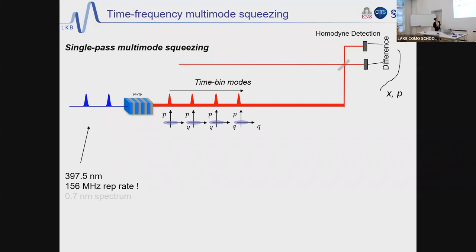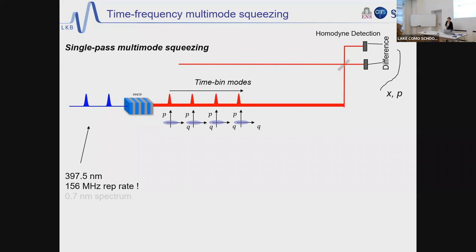We use periodically poled KTP crystal waveguides in order to gain the nonlinearity that we lose because we're removing the cavity. And this is the frequency doubled version of the laser that we're using for the reservoir computing. So here you have a 150 megahertz repetition rate, and we produce squeezing at each pulse.